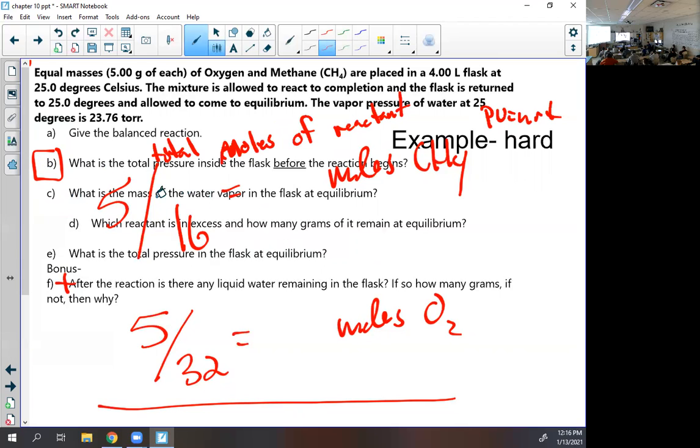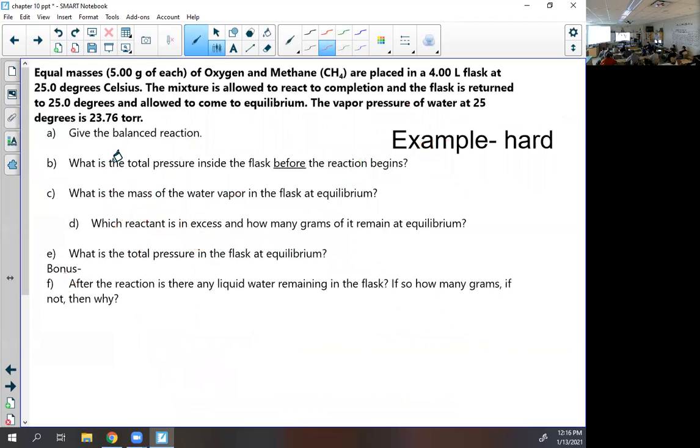Letter C. What is the mass of the water vapor in the flask at equilibrium? Okay. This one, it tells you what pressure of water vapor you have. At equilibrium means at the end after it was cooled. So it's been cooled to 25. I can now use this to find my moles of H2O vapor. So the squiggly isn't just like an equal. We're going to do some math to get there. And then to go from moles of water to grams of water, we can just multiply by 18.